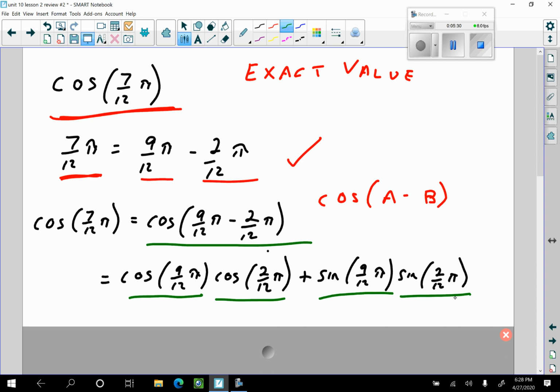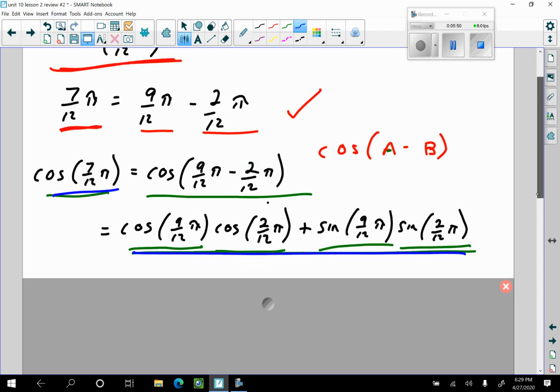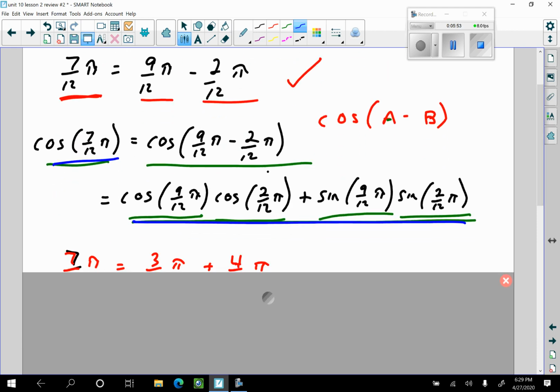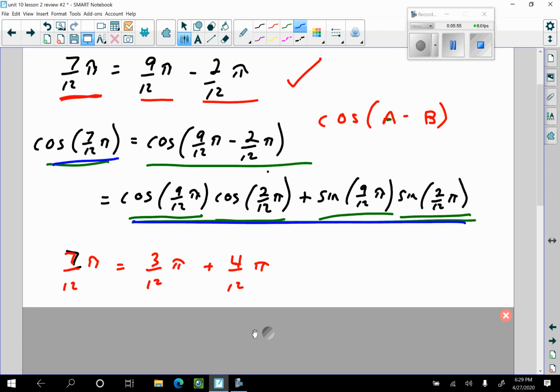But right now, I know because of this identity for cosine of A minus B that this thing is equal to this. These two things here, underlined in blue, are equal. Well, you know what, ladies and gentlemen, boys and girls? There's another way that I could evaluate exactly the cosine of 7/12 pi. What would it be? Well, true or false, is 7/12 pi 3/12 pi plus 4/12 pi? You better believe it.